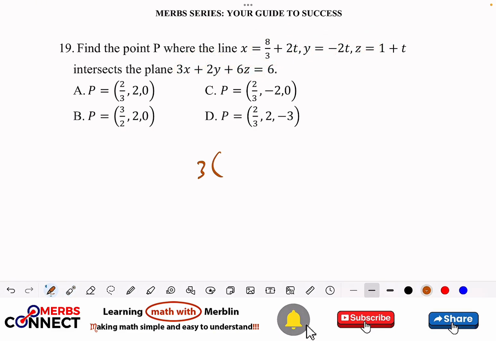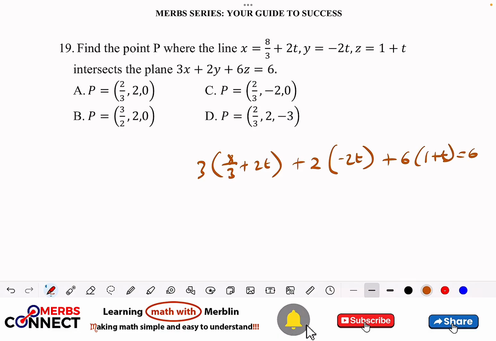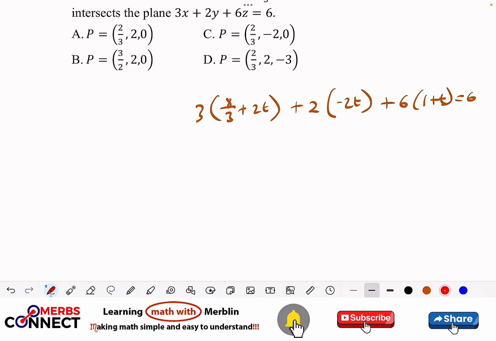So 3 times 8 on 3 plus 2T plus 2 minus 2T plus 6 times 1 plus T is equal to 6. So I just do the substitution there and then find for T. So this one will be 8 plus, because this will cancel this, plus 6T plus minus 4T plus 6 plus 6T is equal to 6.